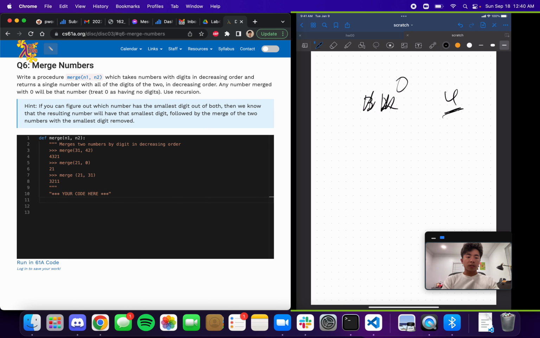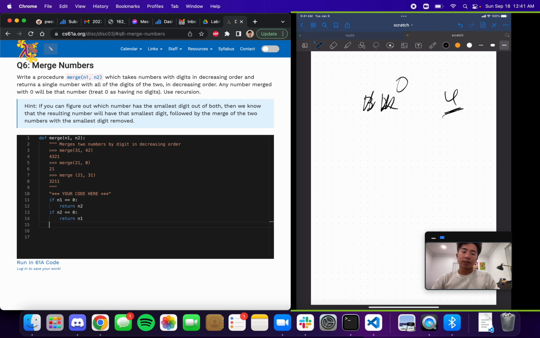Remember, we just talked about our base case, so let's code that up. If n1 is equal to 0, then what do we want to do? Well, we want to return n2 in that case, because there are no digits from n1 to merge in, and so we just have n2. Likewise, if n2 is equal to 0, then we're going to return n1.